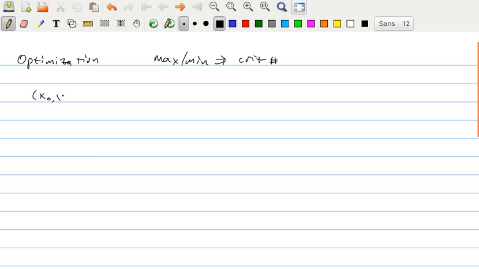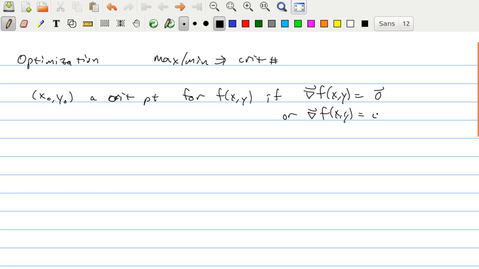So we call the point (x0, y0) a critical point. Now it's a point because it has more than one coordinate. We call it a critical point for the function f(x,y) if we want all of the derivatives of f(x,y), or in other words, the gradient of f(x,y), to either be the 0 vector or to be undefined at (x0, y0). So let's maybe look at an example or two of this.